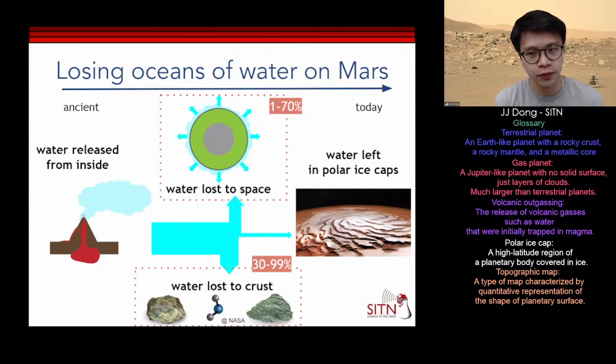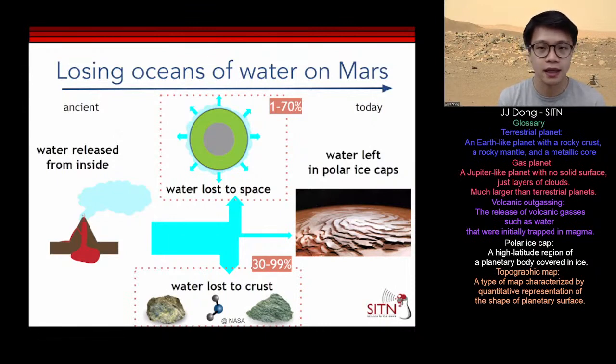The Martian science community is still debating which mechanism, lost to space or lost to the crust, plays the most important role in losing Martian water. The samples the Perseverance rover is now collecting will help us settle this debate.